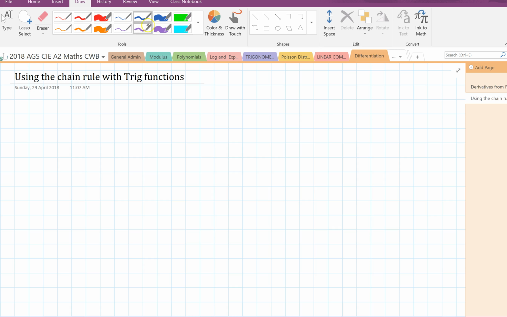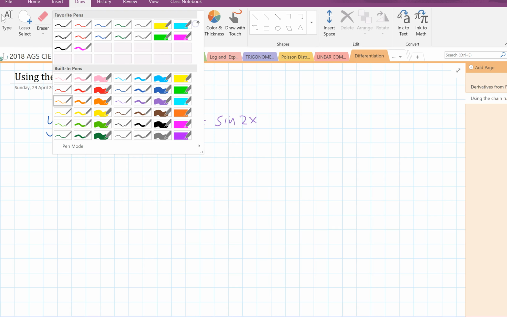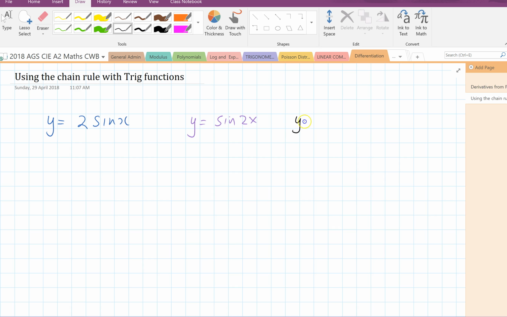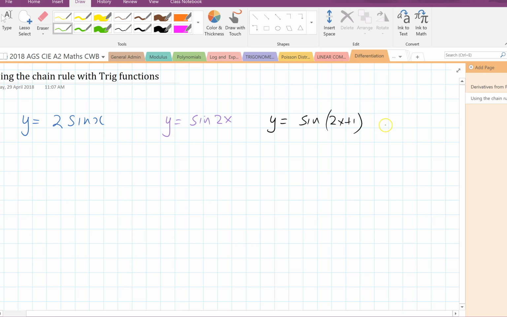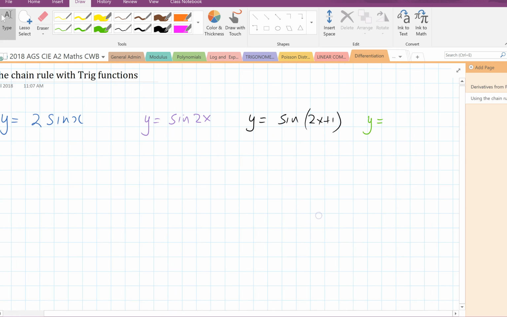Let's get a blue pen. I'm talking about y is equal to 2 sine x, or I might be talking about y is equal to sine of 2x, or I might be talking about y is equal to sine of 2x plus 1, or even something like y is equal to the sine of x squared.